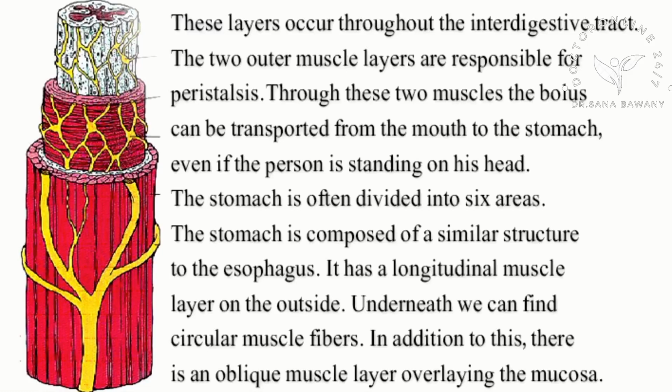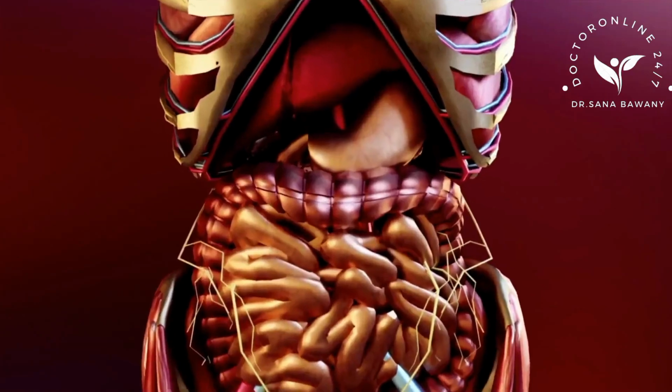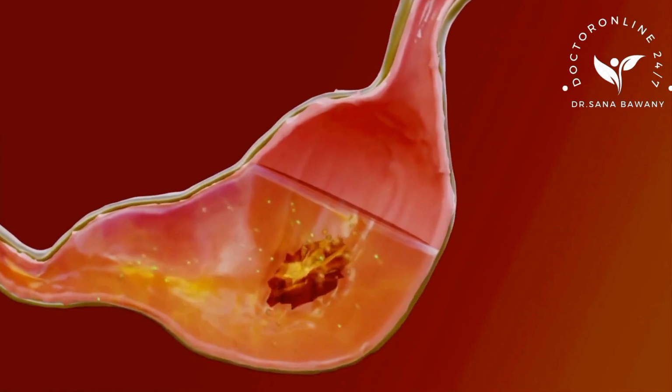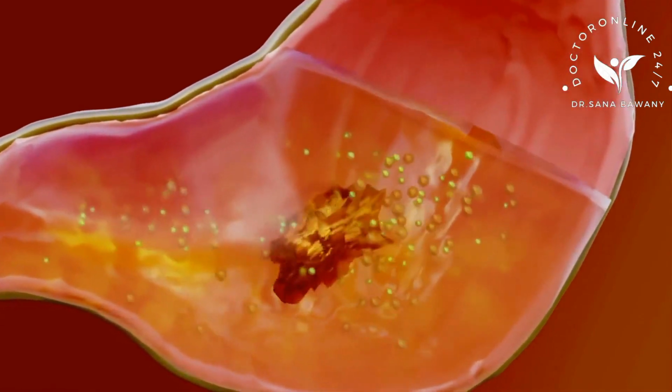The stomach is composed of a similar structure to the esophagus. It has a longitudinal muscle layer on the outside. Underneath we can find circular muscle fibers. In addition to this, there is an oblique muscle layer overlaying the mucosa. On the inside there are rugae that allow the stomach to enlarge when food is consumed. The stomach wall contains gastric glands. They produce mucus, which is able to protect the stomach wall from the secreted gastric acid.